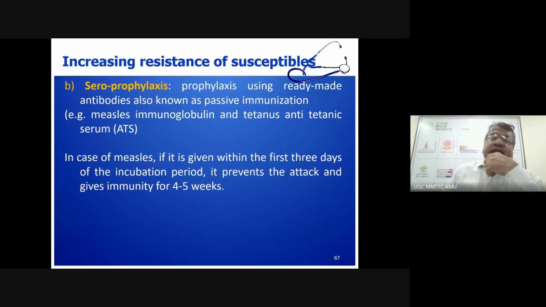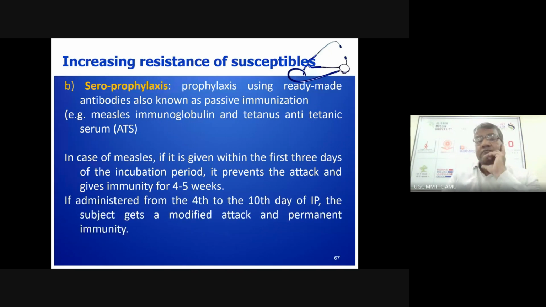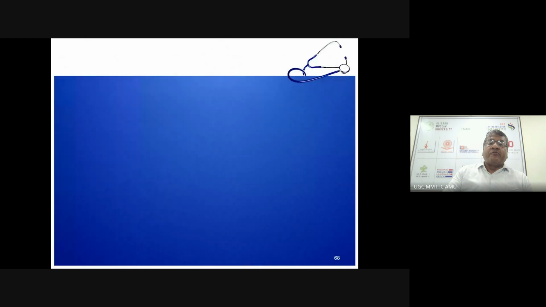Tetanus anti-tetanic serum. In case of measles, if it is given within the first 3 days of the incubation period, it prevents the attack and gives immunity for 4 to 5 weeks. If it is administered from 4 to 10 days of the incubation period, the subject gets a modified attack and permanent immunity.